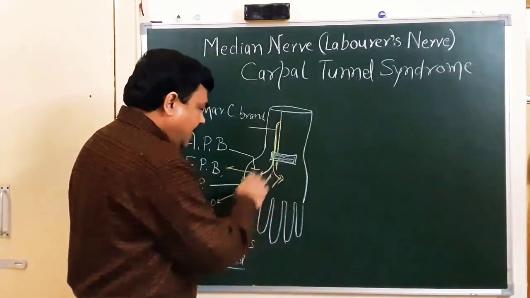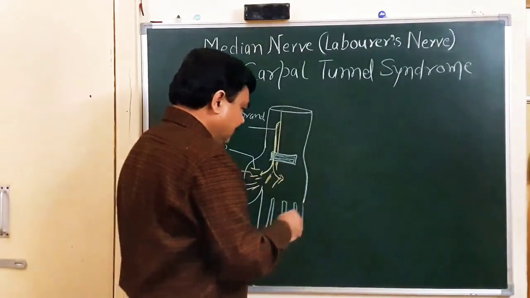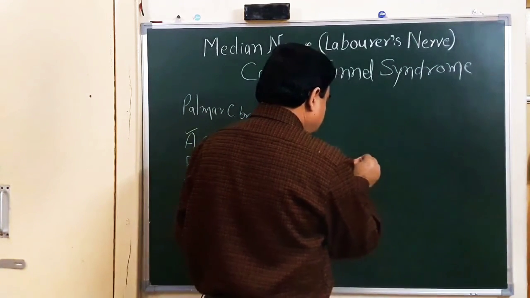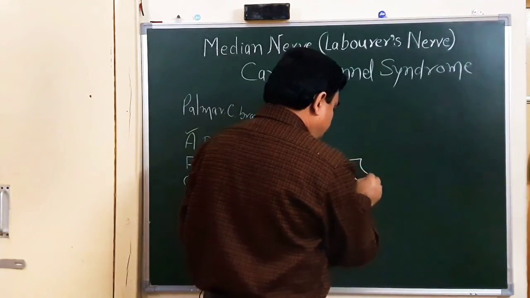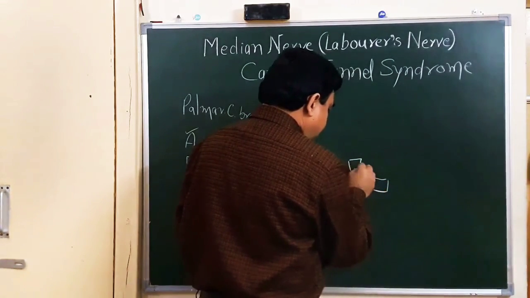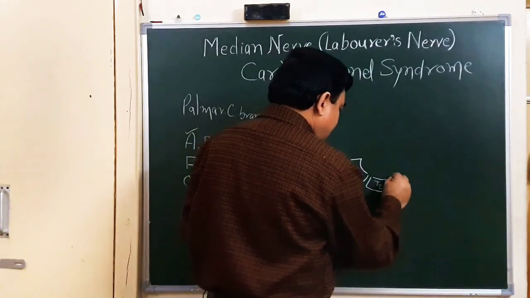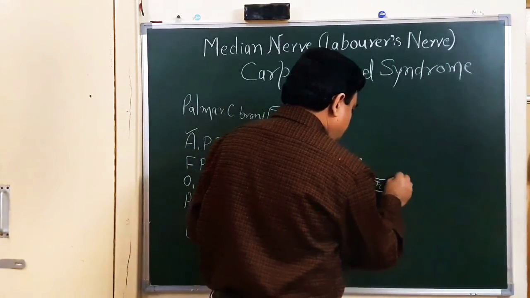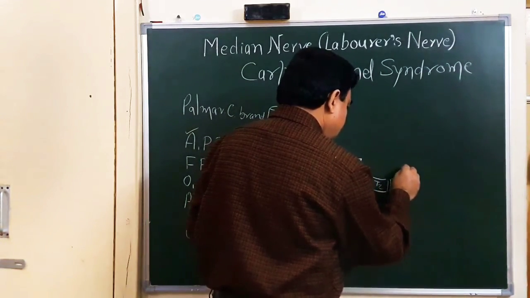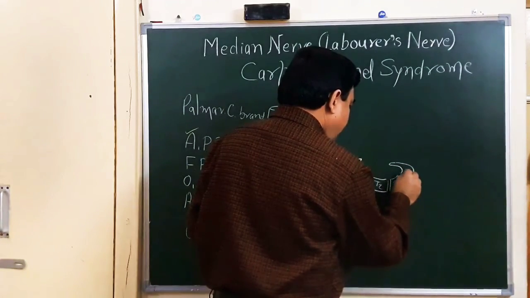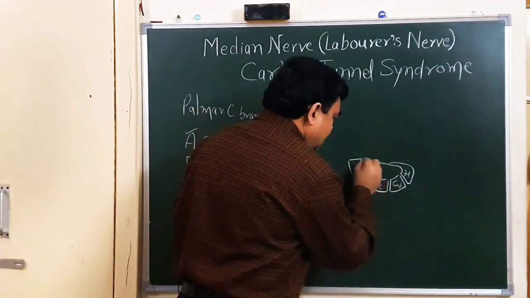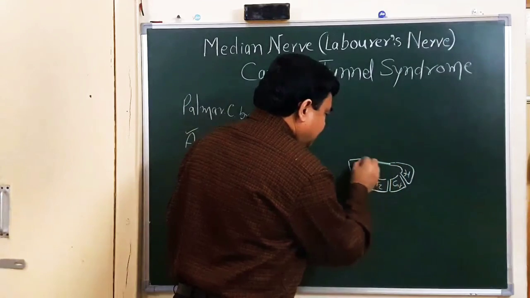If you cut a section at this level, you will find here the trapezium. This is the trapezium. This is the trapezoid. Here is the capitate. And the hamate. This is the hook of the hamate. Here is the flexor retinaculum.